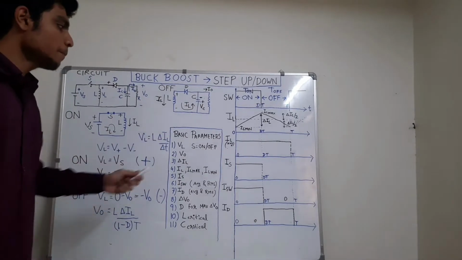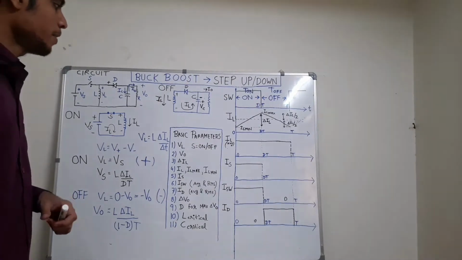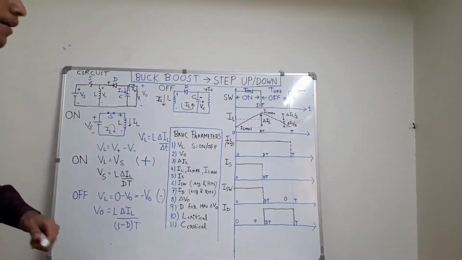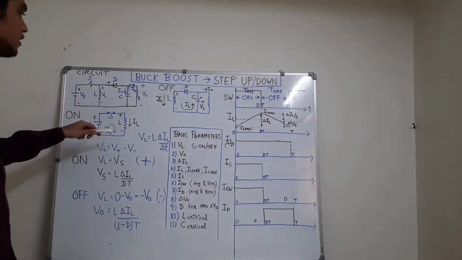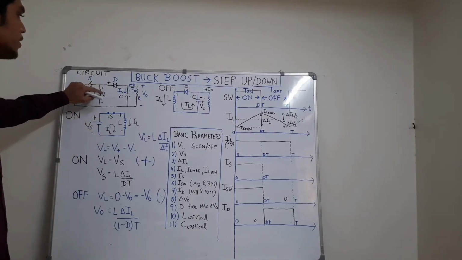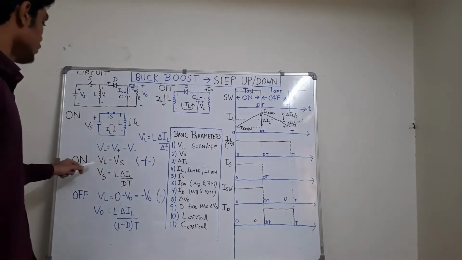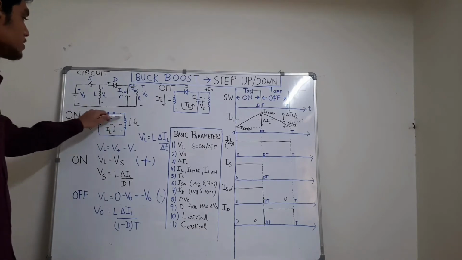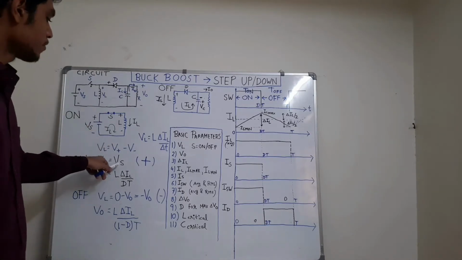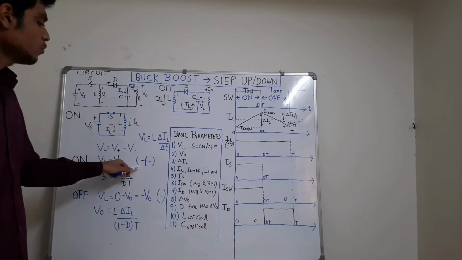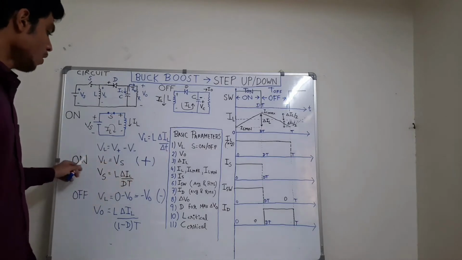Now we will see the basic parameters which will help us to solve GATE and ESE problems. The first parameter is VL, the voltage across the inductor when the switch is on and when off. When the switch is on, VL is equal to the difference between positive and negative terminal voltage, V plus minus V minus. During the on circuit, the positive terminal equals Vs and the negative is 0. So VL is equal to Vs minus 0, equal to Vs, and is positive in nature.